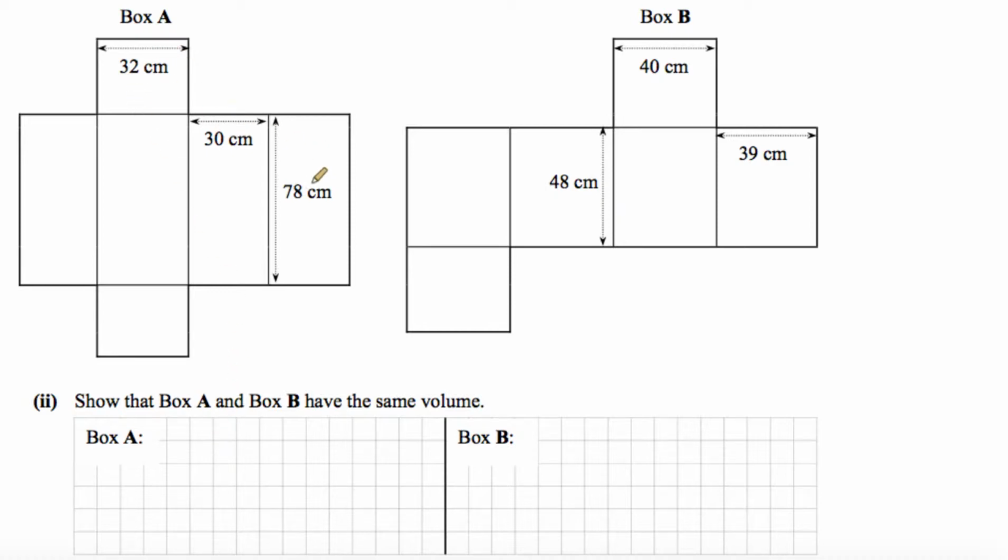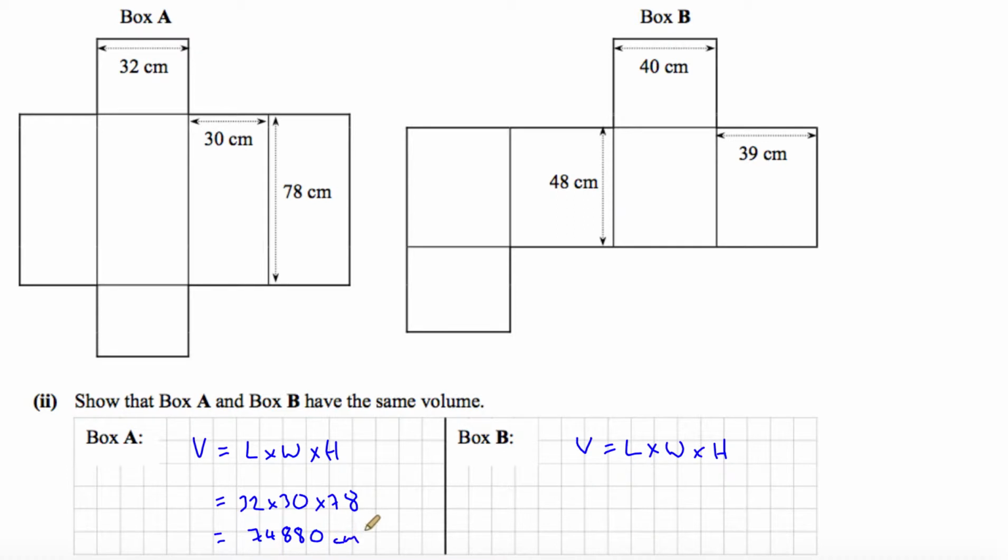Okay, so you're given the 3 dimensions of the cuboidal box. So you're given the length, width and height. So the volume again will be length by width by height. And we'll be using that formula for both boxes, and we should get the same volume. So let's see, we've got 32 times 30 times 78. And that gives us a total of 74,880.